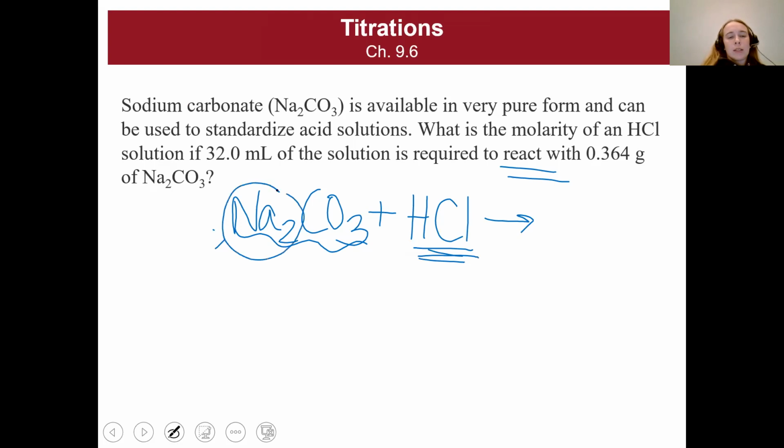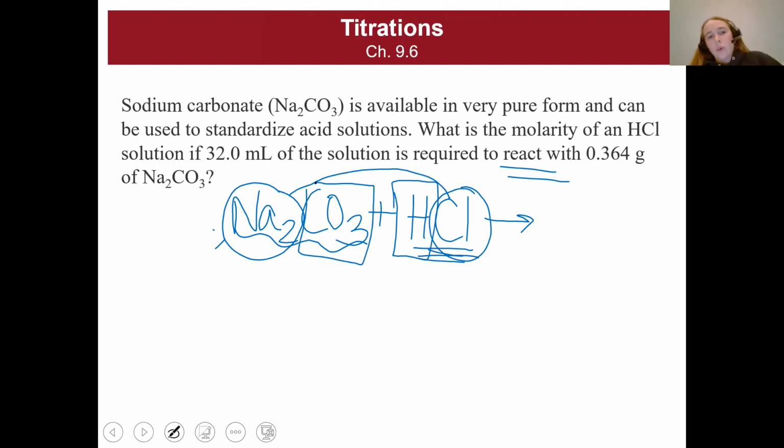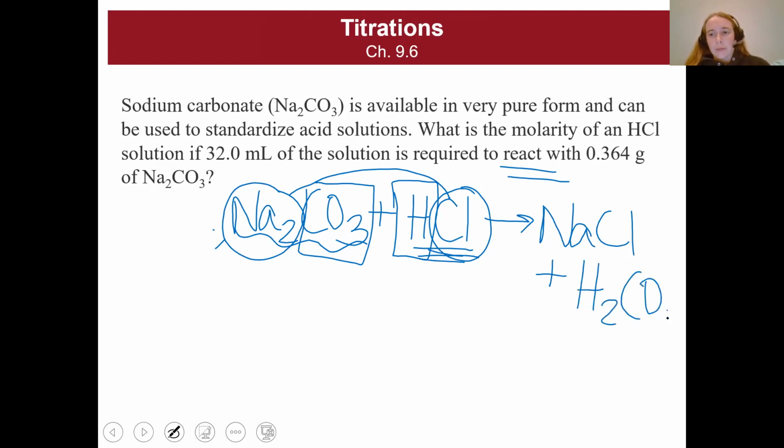So we're going to take this sodium and it's going to swap partners. So it's going to end up with the chlorine from HCl, and our hydrogen is going to end up with the carbonate. So NaCl is going to be our product. And then our other one, for now, I'm going to call it H2CO3. Carbonate has a 2- charge, so we need 2 hydrogens to make a neutral molecule. All right, so let me erase some stuff so we can see if we're balanced.